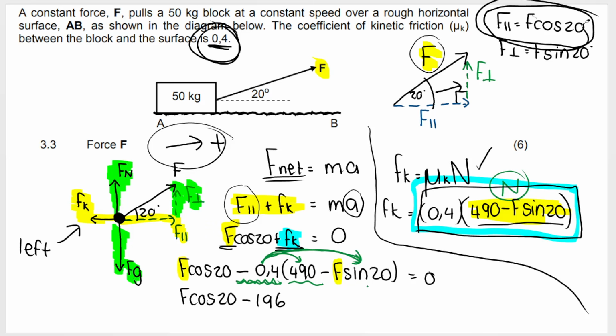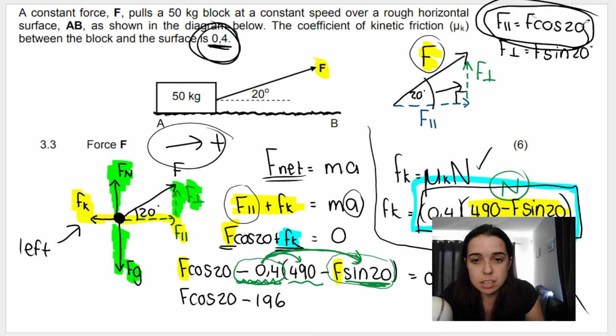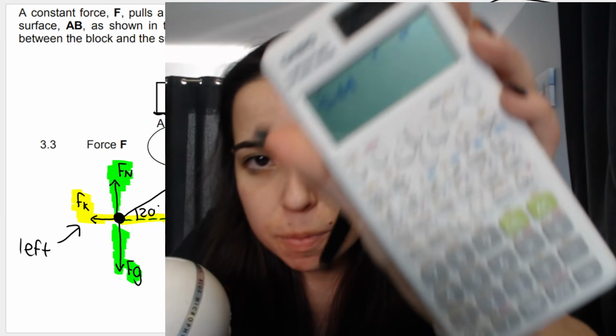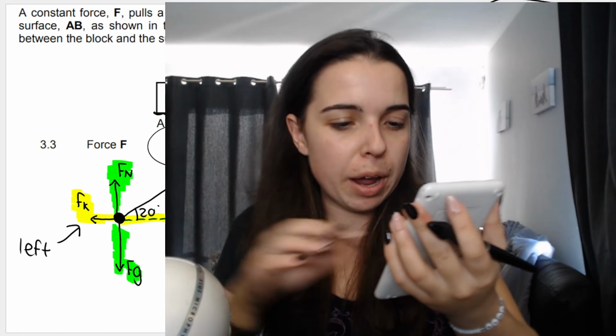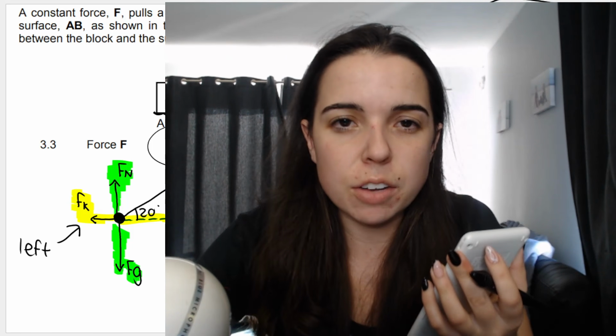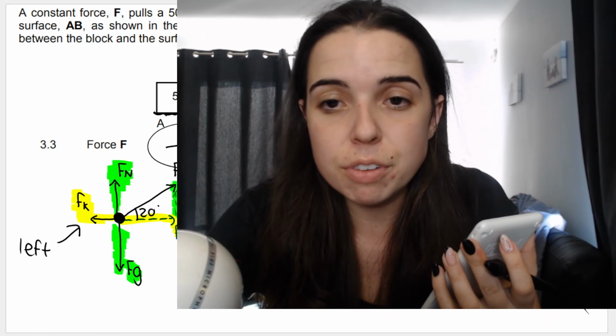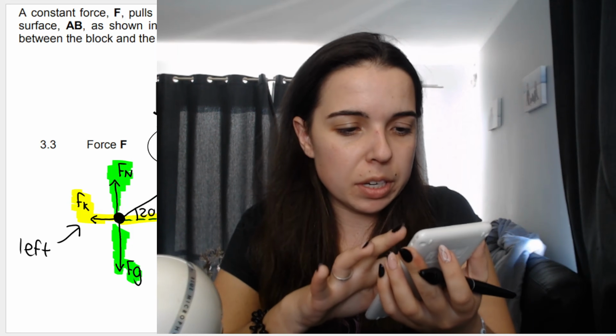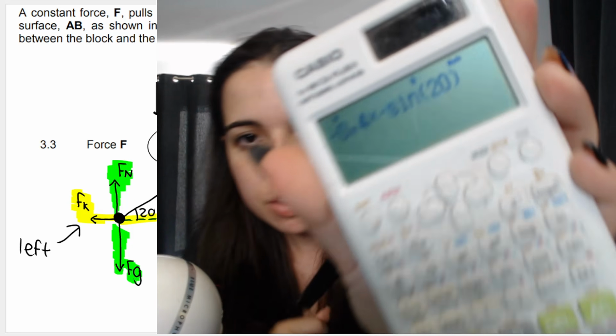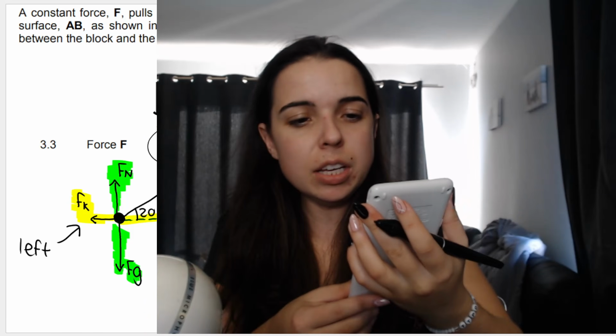I know that's a bit weird for some people to understand. How can we multiply negative 0,4 by F sin 20? But remember, sin 20 has a numerical value. So on my calculator I'm typing in negative 0,4 and multiplying it by sin 20. Let's just check if that sin 20 is positive or negative. It's actually negative, so multiplied by negative sin 20. Let's add the little negative in there. Press equals.